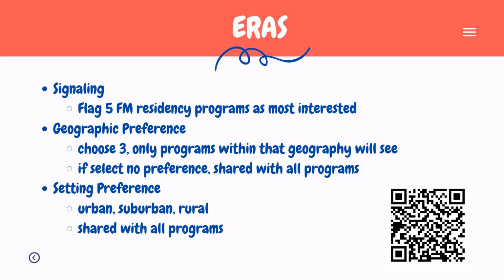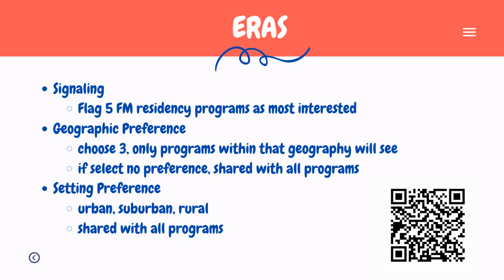Because basically when you submit in September, you need to be able to signal 5 programs that you're most interested in. And only the programs that you signal will know that you signaled them. Questions about the signaling? That's new this year.